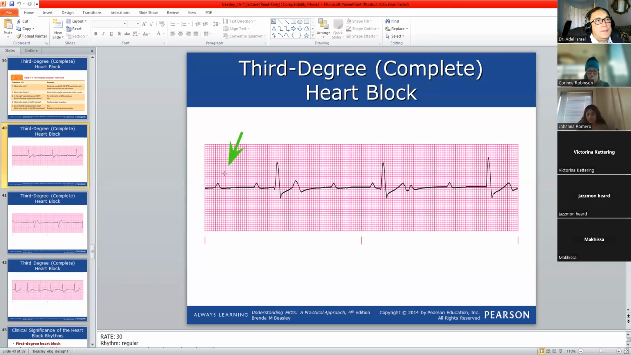What is this wave? This is a third degree heart block because... I said, don't look at the header. We need to go by ourselves and analyze the P wave. Okay. That's a P wave. P wave, and this one, another P wave. Very good. And this one, that's a P wave.